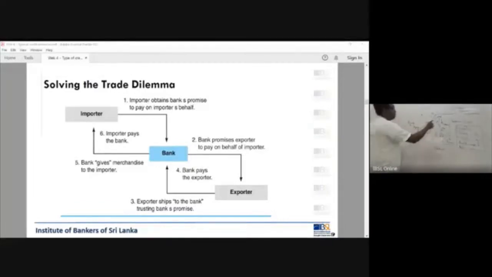So now the goods have come here, the documents have come to the bank. The bank will check the documents based on this application. And if the documents are in order, the bank will send the money. If the documents are in order, the bank will not ask him, the bank will send the money.